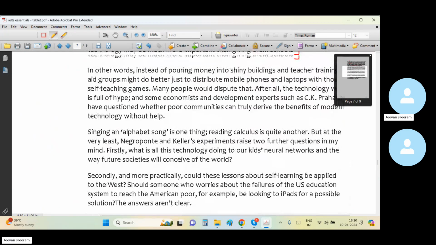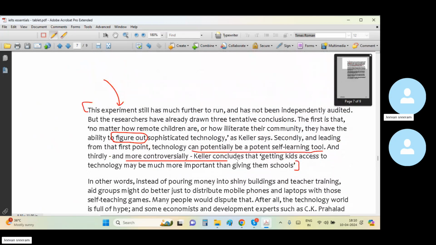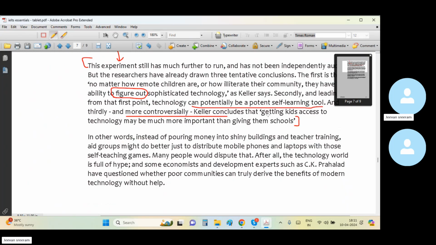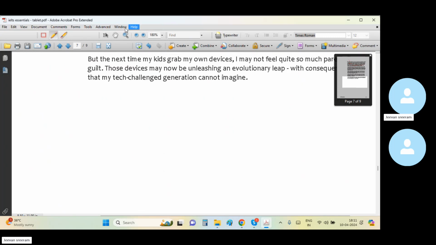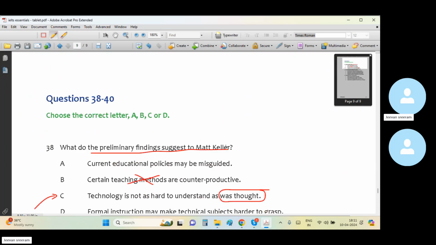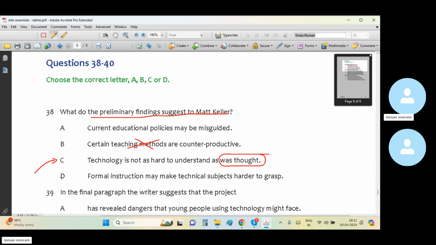Yeah, I think. Sir, formal instruction may make technical subject harder to grasp. Formal instructions means making the people attend the classes. Formal means how generally we taught. Official instructions, official classes. Is that true? No, that can be easily eliminated. D can also be eliminated. B eliminated. You are still with two options. Current education policies may be misguided. It could be. It is in between A and C. Yes, the right option must be between A and C, either A or C. B and D have been eliminated.